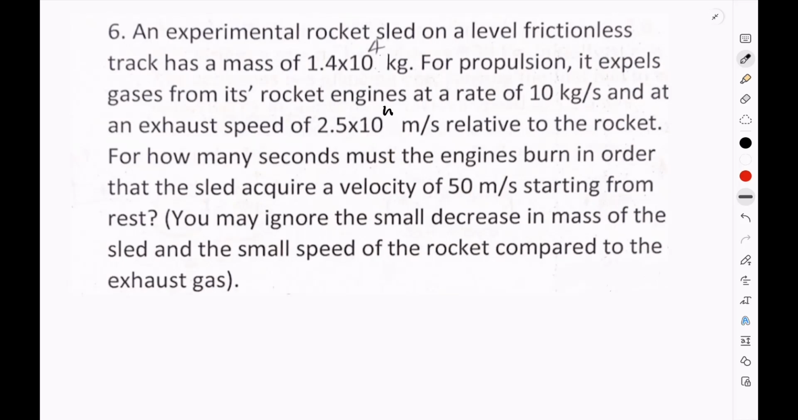second starting from rest? We may ignore the small decrease in mass of the sled and the small speed of the rocket compared to the exhaust gas.